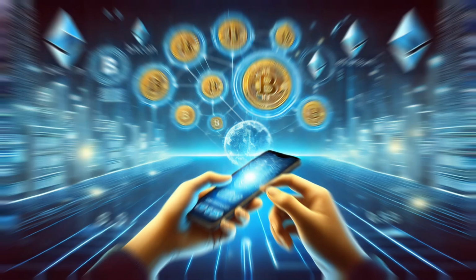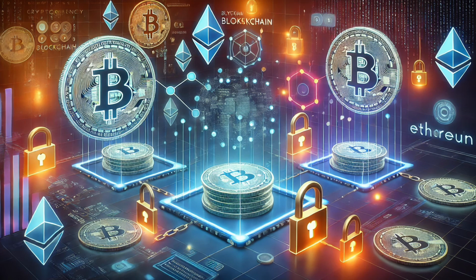So, let's get started. Before we jump into how to send and receive crypto, let's quickly talk about what cryptocurrency is. It's a type of digital or virtual currency that uses cryptography for security. Unlike traditional money, cryptocurrencies like Bitcoin or Ethereum don't rely on banks or governments. They work on something called a blockchain. It's a decentralized technology that records all transactions securely.